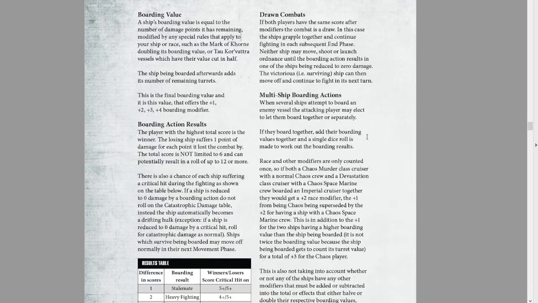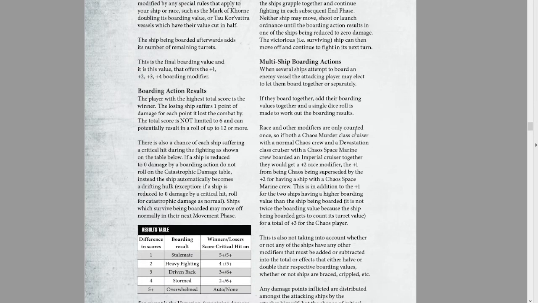Now, multi-ship boarding actions. When several ships attempt to board an enemy vessel, the attacking player may elect to let them board together or separately. If they board together, add the boarding values together and a single dice roll is made to work out the boarding results. Very frequently, this will happen with escorts. Race and other modifiers are only counted once.